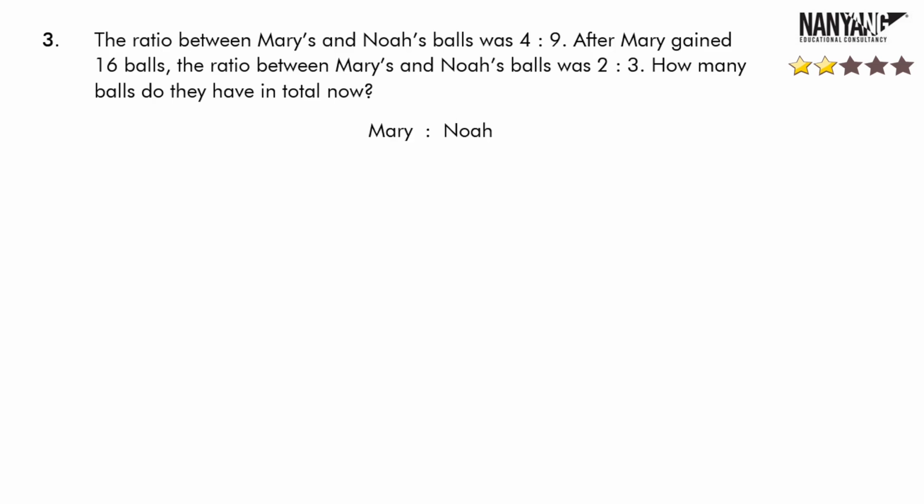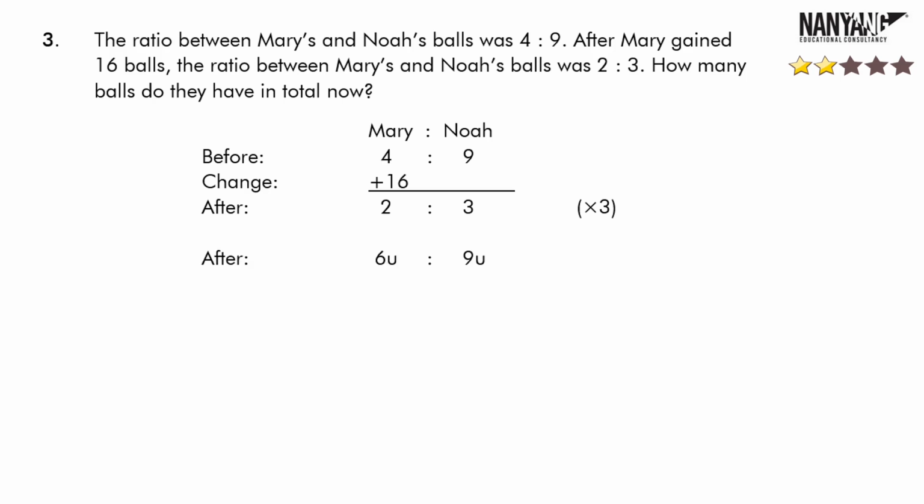Alright, so our first step is to write down the ratio between Mary and Noah. Before that will be 4:9. Our change will be Mary gained 16 balls. And after that, the ratio is 2:3. Now the number of Noah's balls stays the same throughout. So we have to make sure the after row also has 9 units. So we multiply the after row by 3 times. That will make our ratio 6 units is to 9 units.